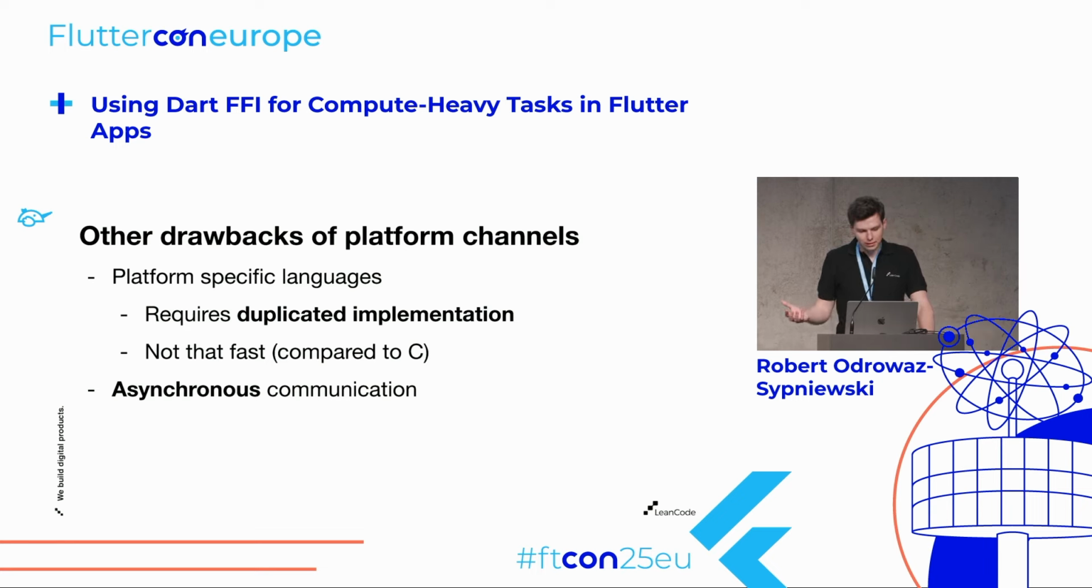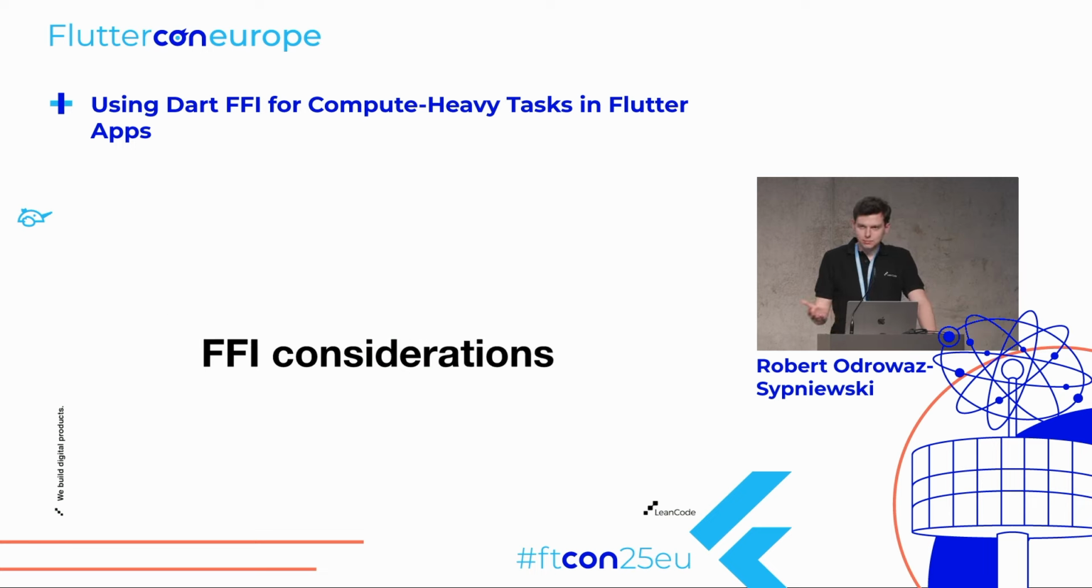Also, we have even more problems. First, we have platform-specific languages, so we need to implement this algorithm multiple times for every platform. Platform languages, Kotlin, Java, etc., are faster than Dart, but are not as fast as C, obviously. And same as with isolates, only asynchronous communication, no way around it. So, FFI.